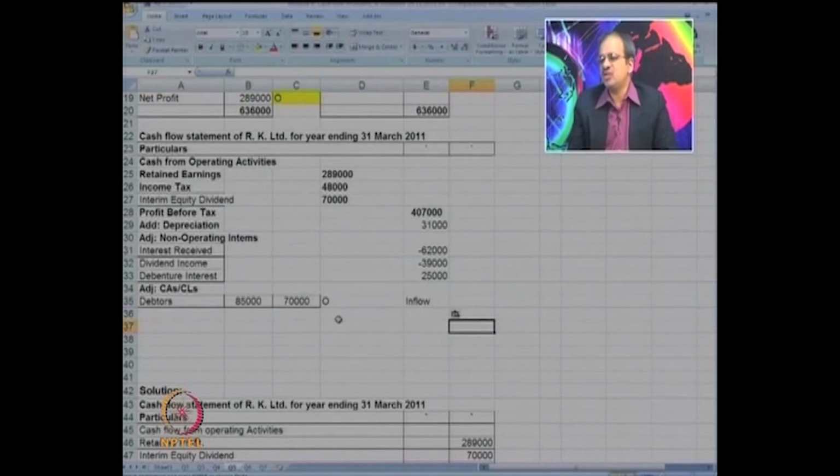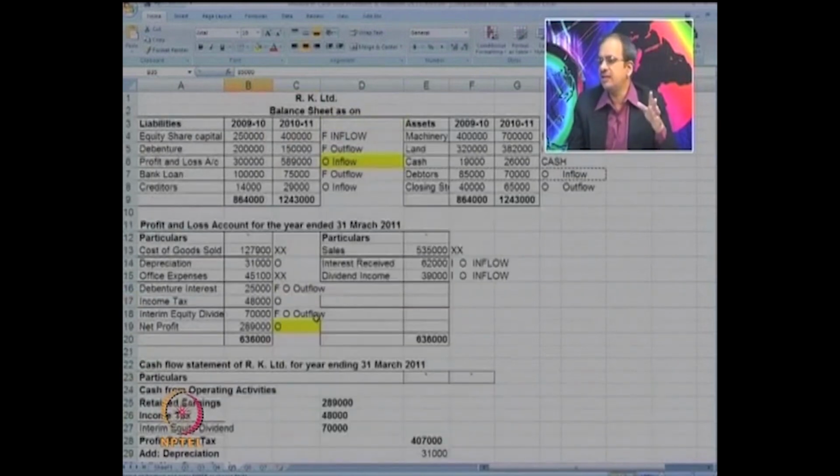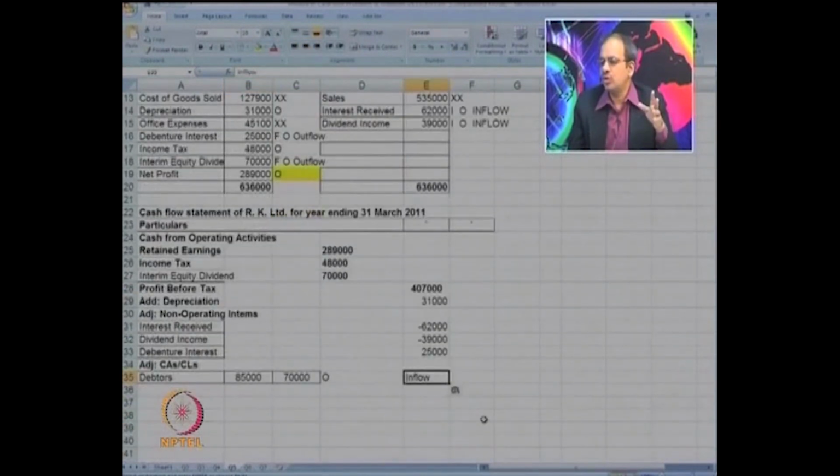Okay, debtors, you can see here there is a difference, a reduction from 85 to 70. So I should account for the difference only, I cannot take the whole figure. So there is a fall of 15,000 and it represents an inflow.